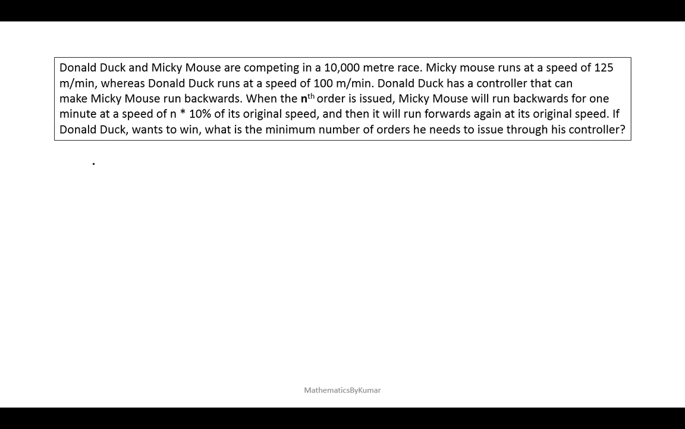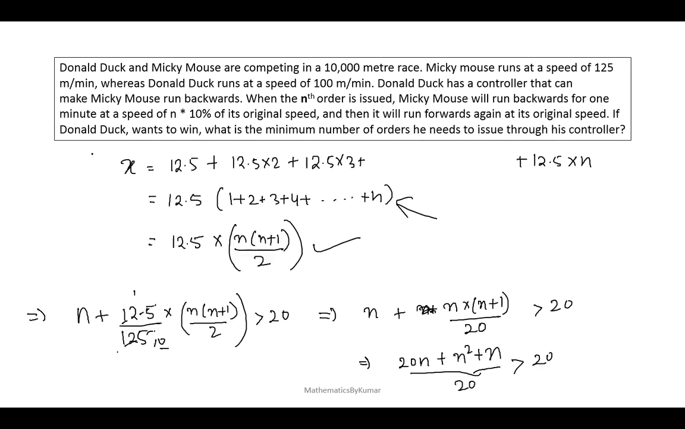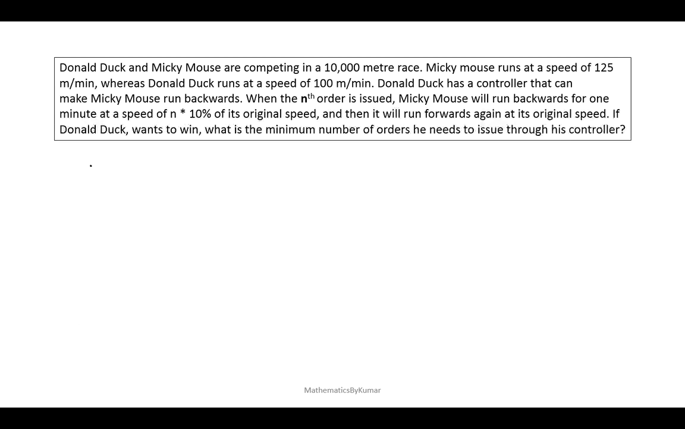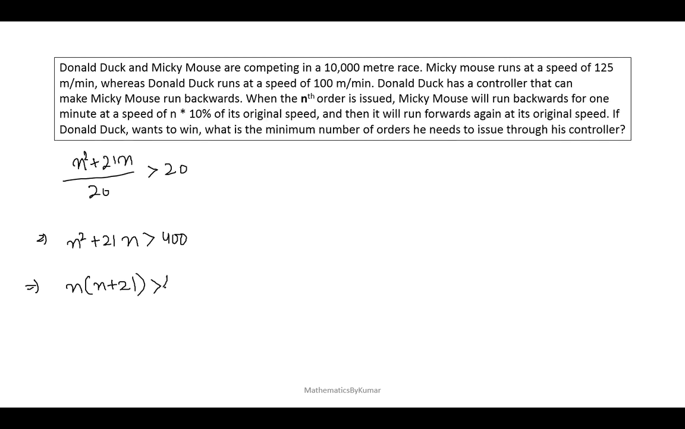So this comes out to be, let's see what all we had. We had an n square, we had 21n, and then we have n square plus 21n by 20 is greater than 20, and therefore n square plus 21n has to be greater than 400. All right, now n into n plus 21 has to be greater than 400.